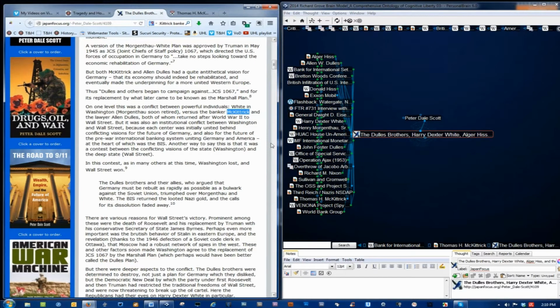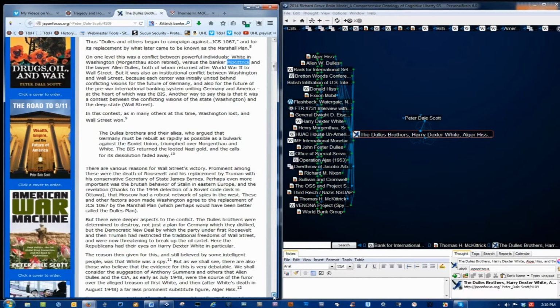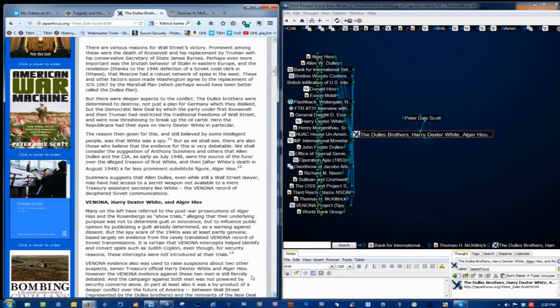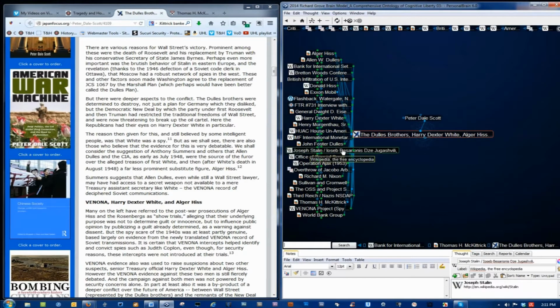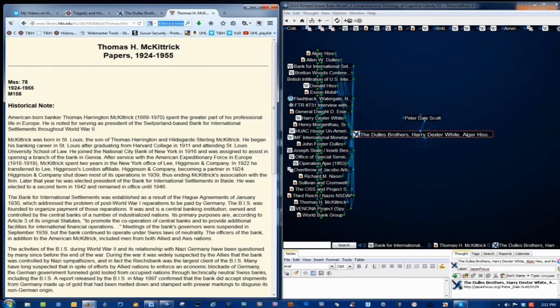There were various reasons for Wall Street's victory. Prominent among these were the death of Roosevelt and his replacement by Truman with his conservative Secretary of State James Burns. Perhaps even more important was the brutish behavior of Stalin in Eastern Europe and the revelation, thanks to the 1946 defection of a Soviet code clerk in Ottawa, that Moscow had a robust network of spies in the West. These and other factors made Washington agree to the replacement of JCS 1067 by the Marshall Plan, which perhaps would have been better called the Dulles Plan.